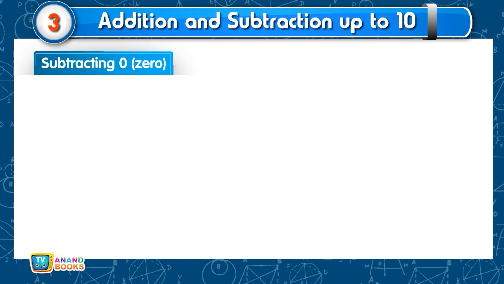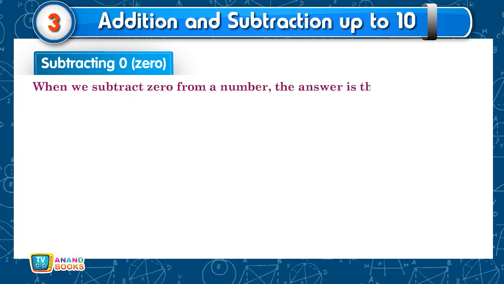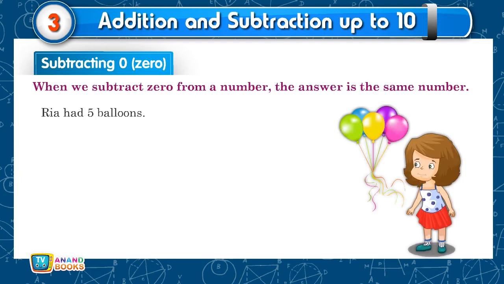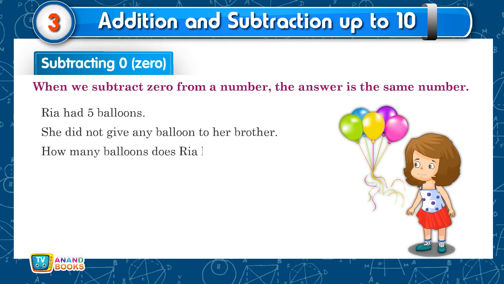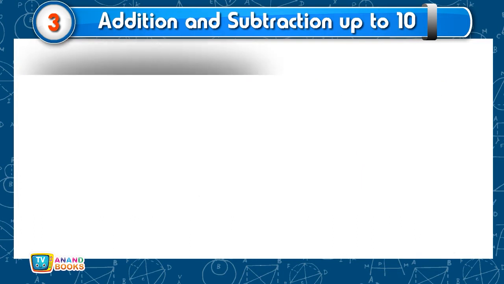Subtracting 0. When we subtract 0 from a number, the answer is the same number. Ria had 5 balloons. She did not give any balloon to her brother. How many balloons does Ria have? 5 minus 0 is equal to 5. Ria has 5 balloons with her.